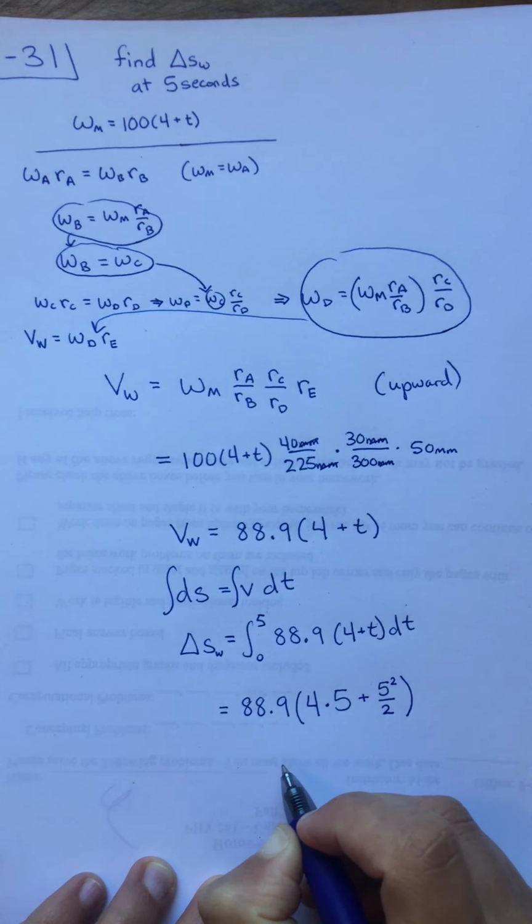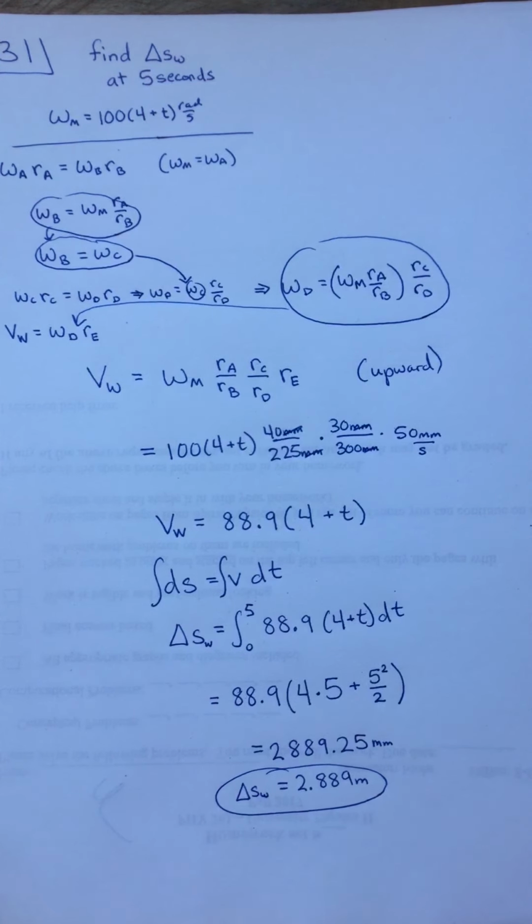And finally, this gives me 2,889.25. I kept my units in up until this point here. So this was in millimeters per second. I guess I didn't put the units in for the angular velocity. This would have been in radians per second. So this would have been in millimeters per second. So delta S is in millimeters, so we can convert that to meters and call it 2.889 meters. And that is the distance that we were looking for. And that concludes problem 31.